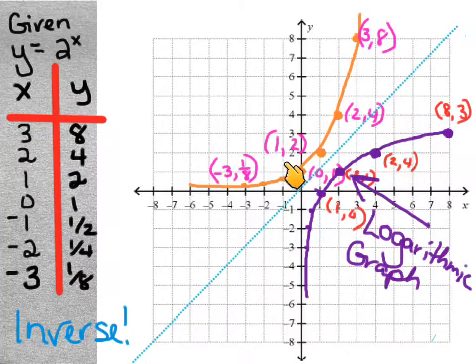It's also the reflection over the line y equals x. So in other words, I could fold along this line, and this would be the reflection graph. Or better yet, I could paint this graph, the exponential graph, folded along this line, and the imprint of that would be the inverse, and the inverse is called the logarithmic graph.